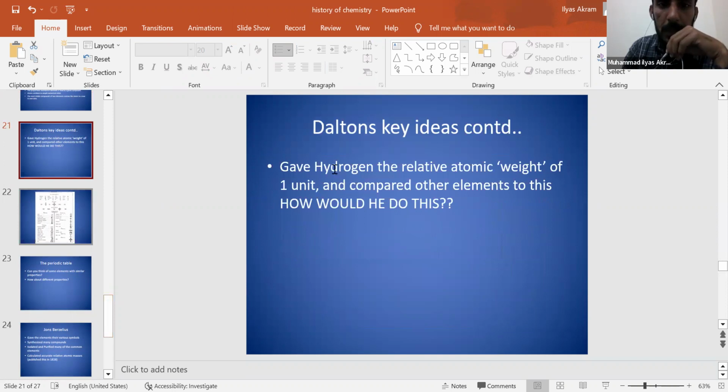Dalton's key idea gave hydrogen the relative atomic weight of 1 unit and compared other elements to this. So this is a complete theory of how we can compare one element with another. Firstly, by Dalton, hydrogen was used as a standard element to compare one element's mass with another, and now we use carbon as the standard element.